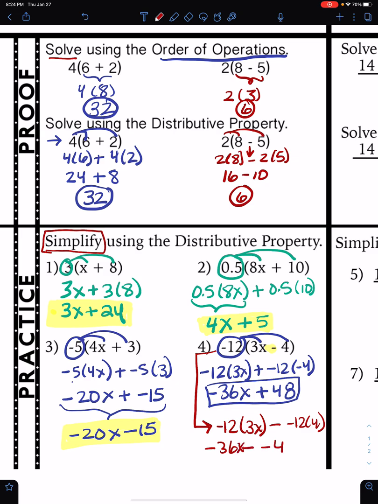Oops, I forgot the x. And remember what that double negative means. It means add, doesn't it? So we're going to get the same thing. I bet you knew that was going to happen, huh? All right, so that's distributive property with multiplication.